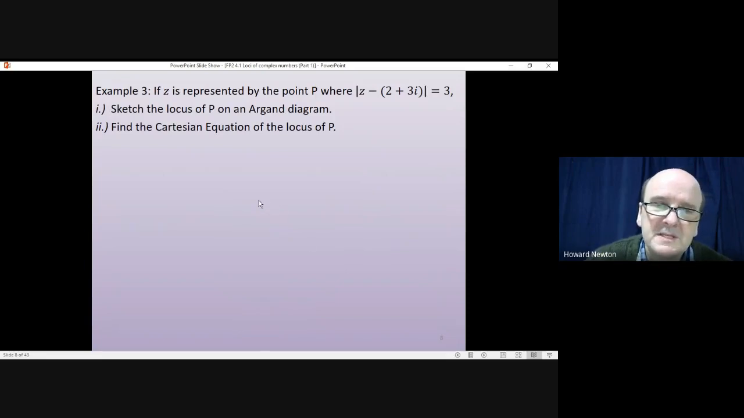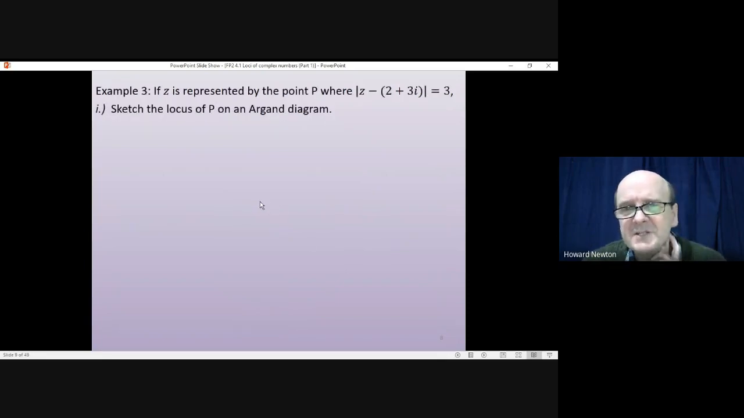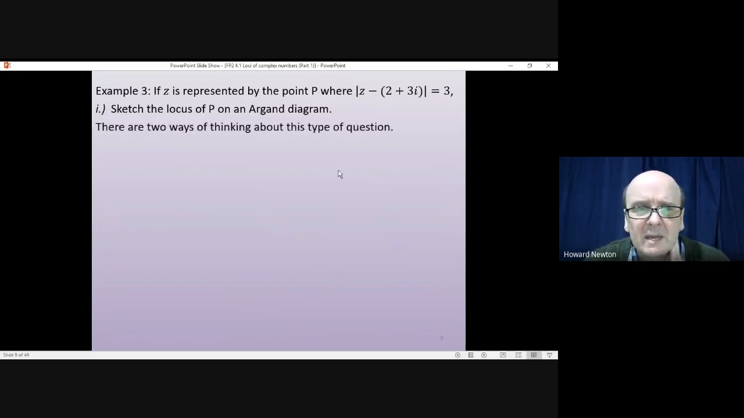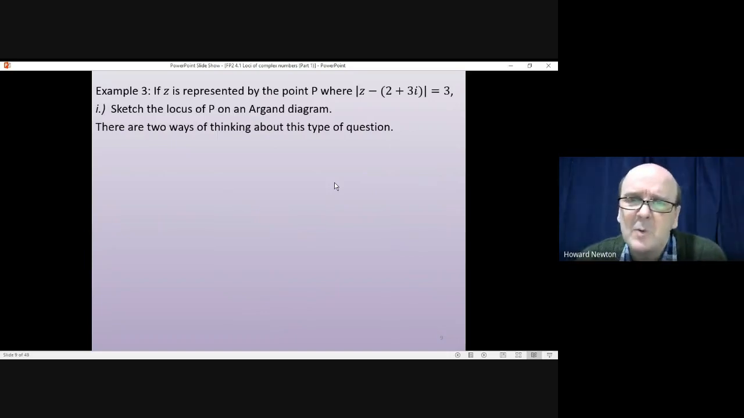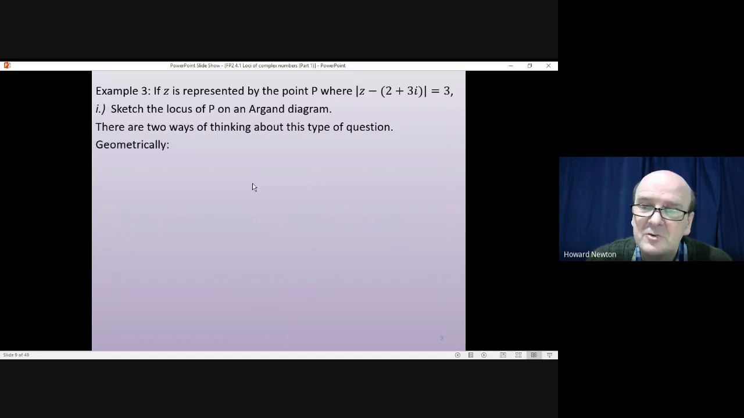Okay, what's going on this time? We're asked to sketch the locus first of all. What is this saying? Well, there are two ways of thinking about this type of question. Both are perfectly fine. The second way that I give you is a better general method, and for harder questions where the first method doesn't work, the second method is the one that you should always fall back on. But first of all, you can think about this question geometrically and exactly what that is saying.